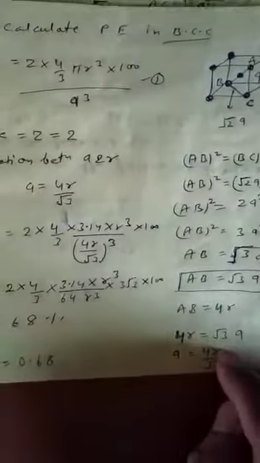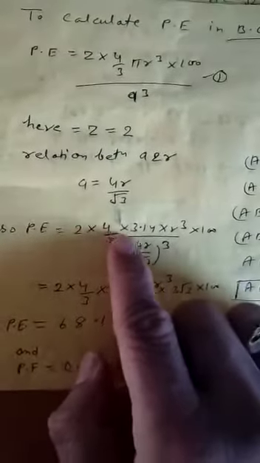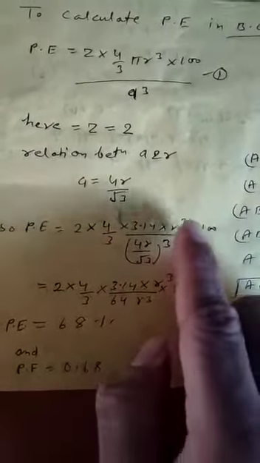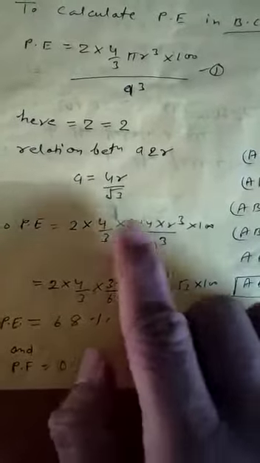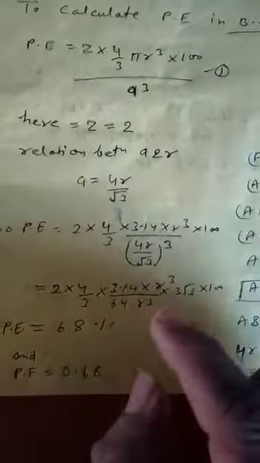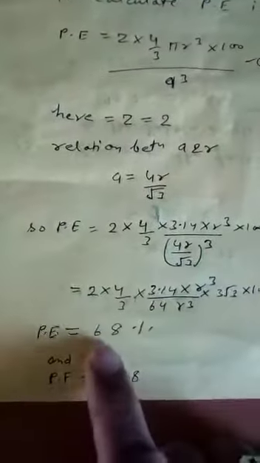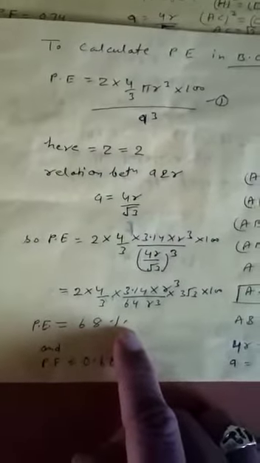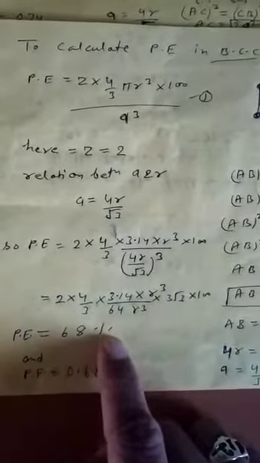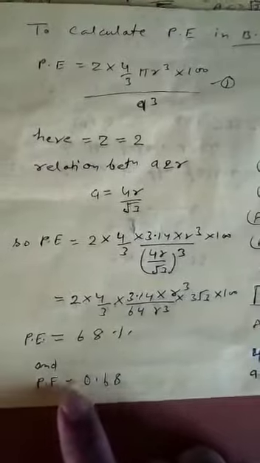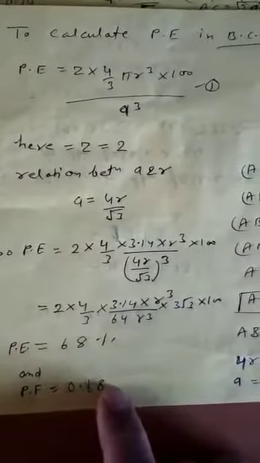So when we have this value and just put this value here in the formula, we will have P is equal to 2 into 4 by 3 into the value of pi, 3.14, R cube upon (4R upon root 3) whole cube, into 100. When you solve this, you will get 68%. So the packing efficiency for the BCC unit cell is 68%, and the packing fraction is 0.68.